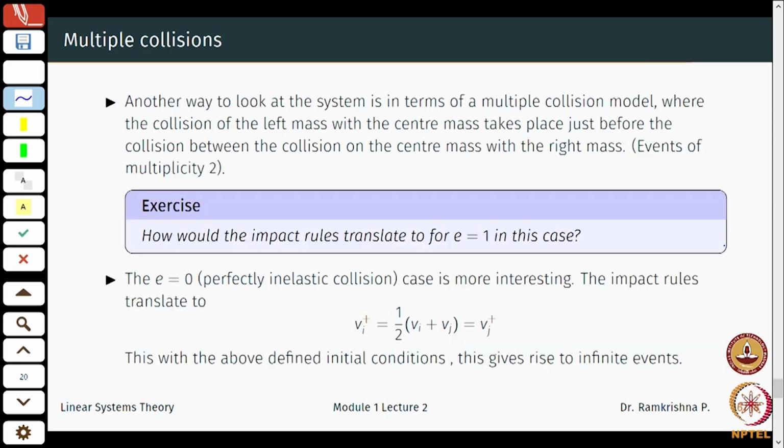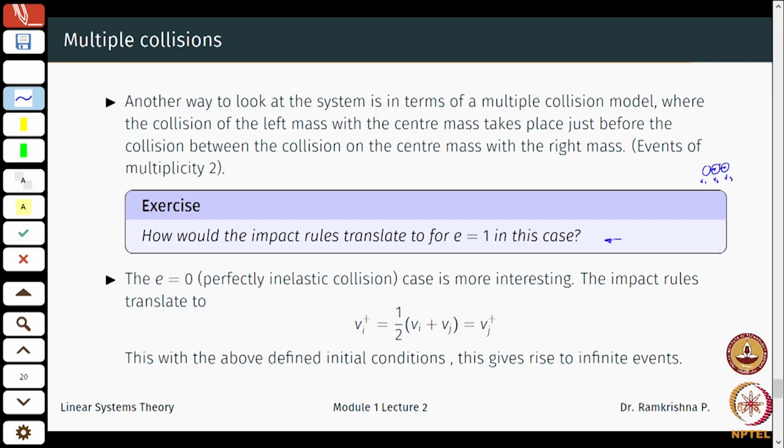I can also look at it as a multiple collision, where the left mass first collides with the center mass, and then the center mass collides with the right mass. So I am looking at again 3 distinct velocities V1, V2 and V3 just before collision and just after collision. I will not do this case, this is pretty easy to derive, but what is interesting for us is the case of E equal to 0, and what happens in the case of multiple collisions, or here we have events of multiplicity 2. One event is this one colliding with this one, and the next event is this one colliding with this one. Now this is interesting.